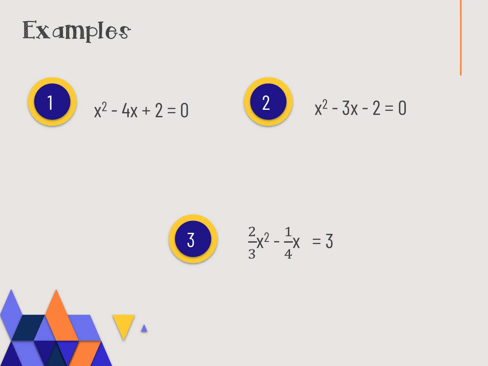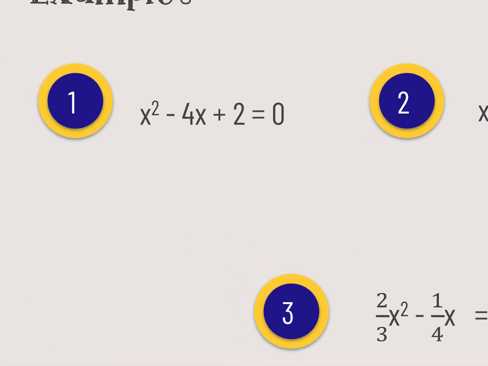Now, your instinct with all of these should be, can you factor it? That's the easiest route to go. And these you cannot. So you can't factor number 1. You can't get factors of 2 that add up to negative 4. So let's use the quadratic formula.